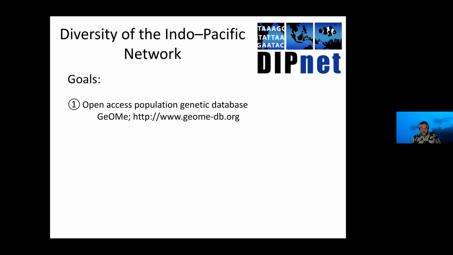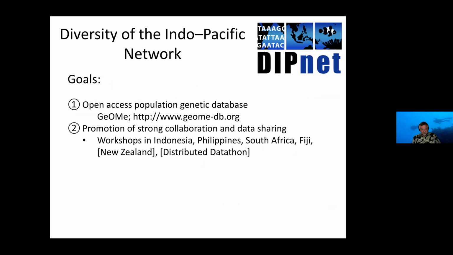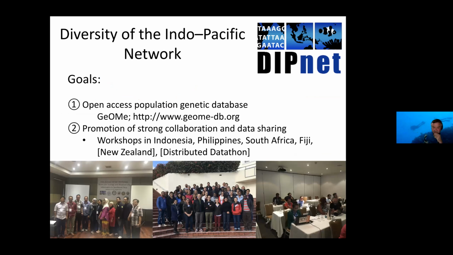Okay, so I think we did very well with our open access population genetic database. We then also had these capacity building workshops in Indonesia, the Philippines, South Africa, and Fiji, and then Libby Liggins took this and spun it off and created her own national network of marine biodiversity scientists in New Zealand called the Iramoana Network. She got that funded and had her own set of workshops around that. And then of course we had this distributed datathon.